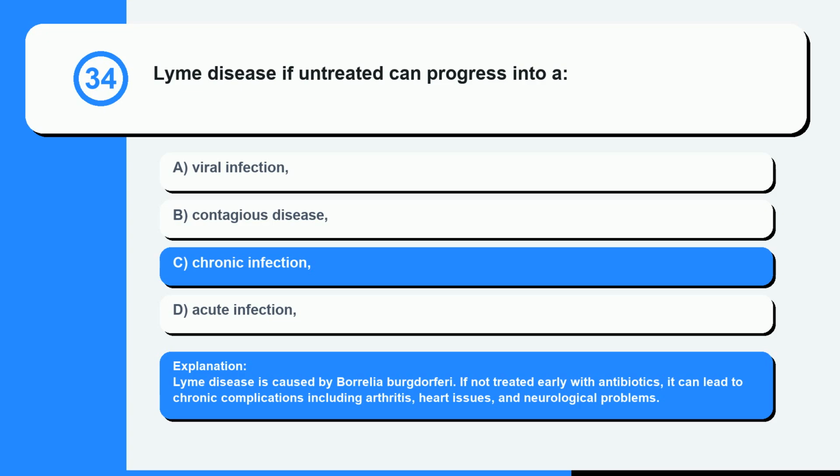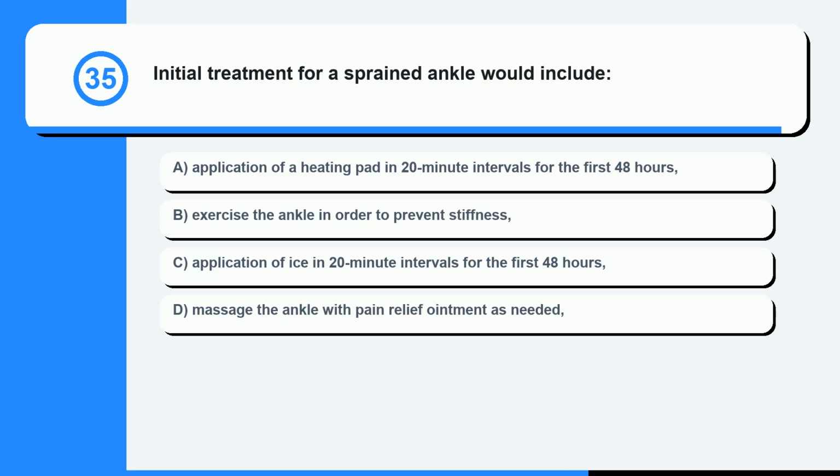Question 33. When performing a surgical hand scrub, make sure to A. Wash for 60 seconds. B. Hold fingers lower than the wrists. C. Dry hands with paper toweling. Or D. Hold fingers higher than the elbows. The correct answer is D. Hold fingers higher than the elbows.